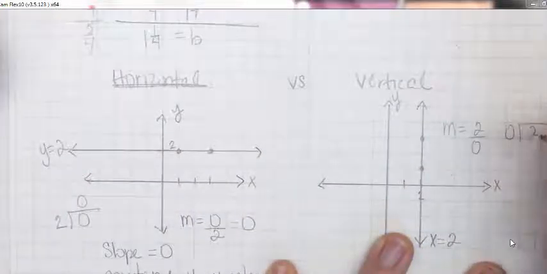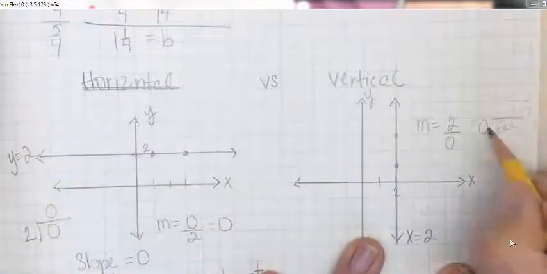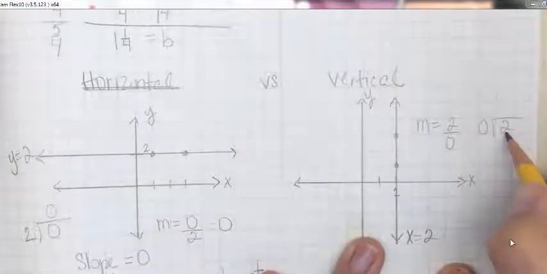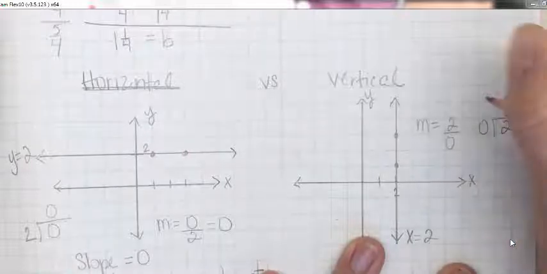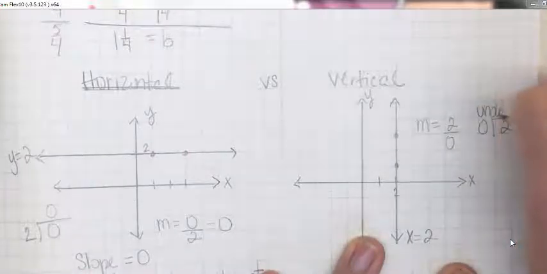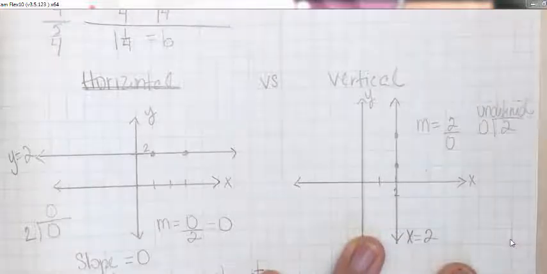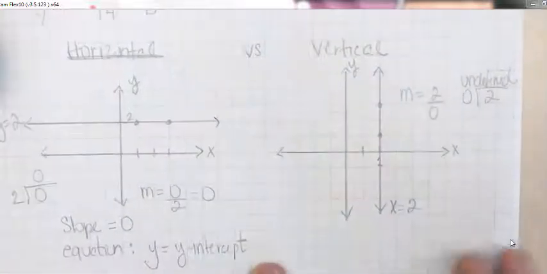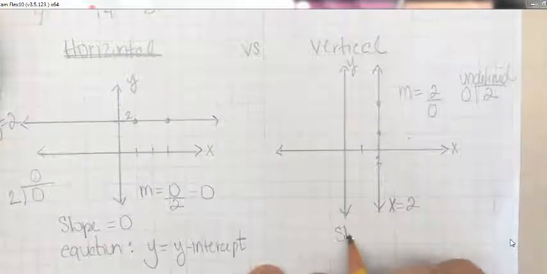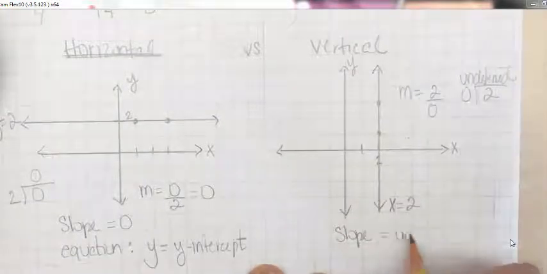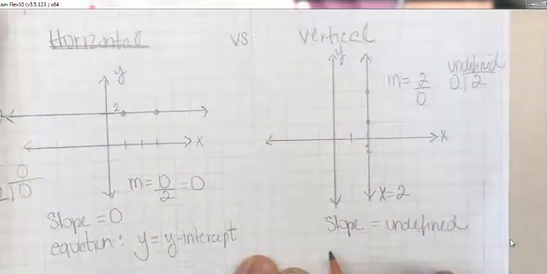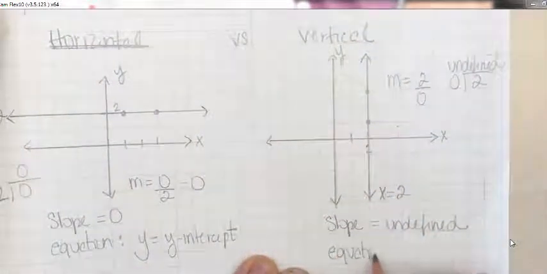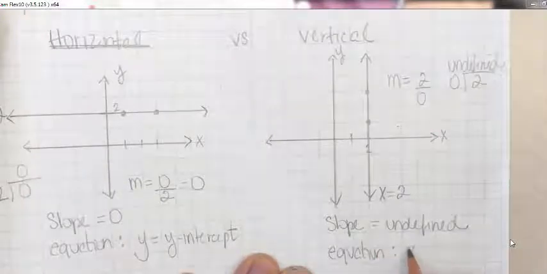So let's think about this. 0 will go into 2 how many times? So 0 times what number will give you 2? There is nothing in the world that you can multiply 0 by to get 2. So we end up calling this undefined because it's not possible. Okay, so for a vertical line, the slope will always be undefined because you really can't divide by 0. And the equation of a vertical line will always be x equals whatever the x-intercept is.